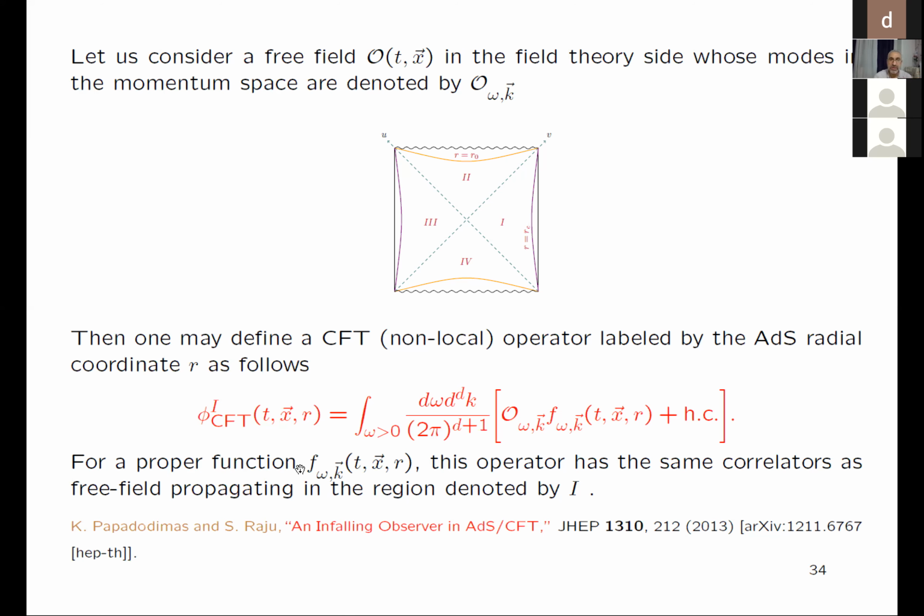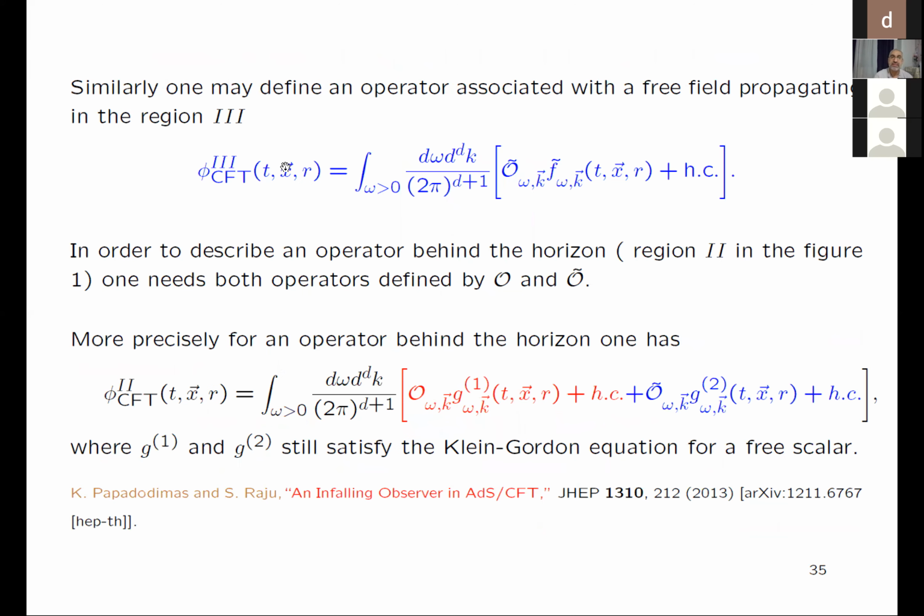For an appropriate choice of function f, this operator has the same correlator as a free field propagating in the region defined by 1 in the bulk space. For the massless case, it has to satisfy the Laplace equation here. With the Laplace equation, we have a non-local field corresponding to a local field in the bulk, which has the same correlators for region 1. Similarly, one may define a similar expression for the field describing this part of the spacetime.